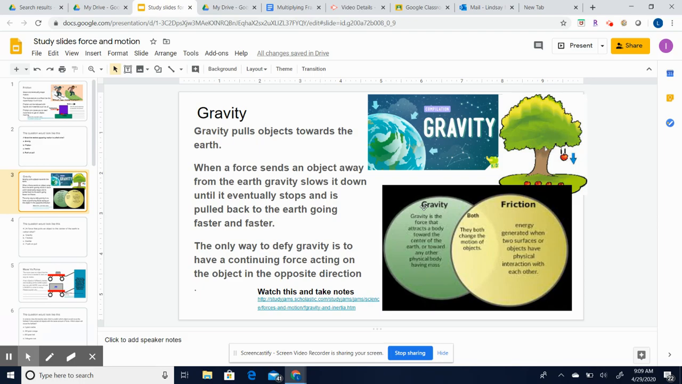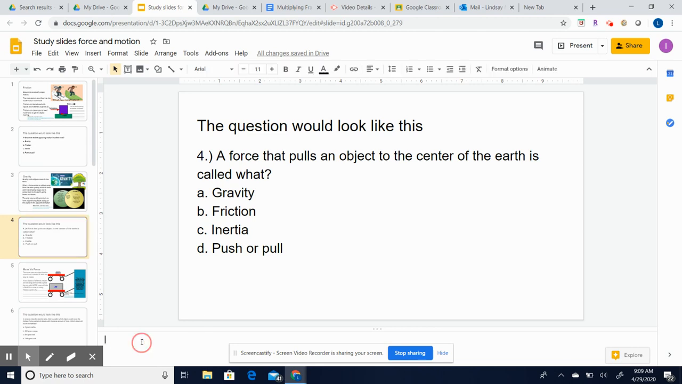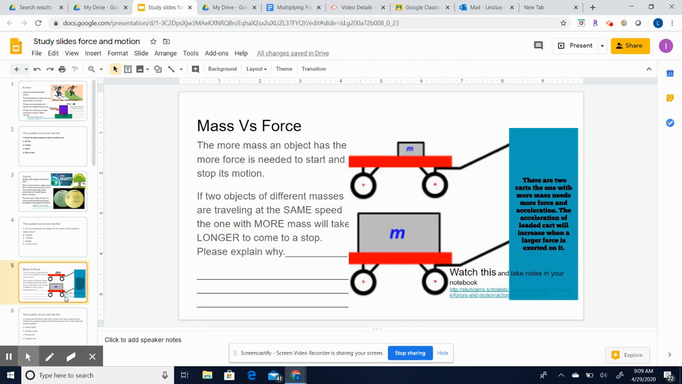Okay. Now, the only way to defy gravity is to have a continuing force. So, for example, spaceships or airplanes are able to defy gravity because they have a continuing force and energy that supplies that force. All right. Again, you're going to answer this question and go ahead and put it in the speaker box.